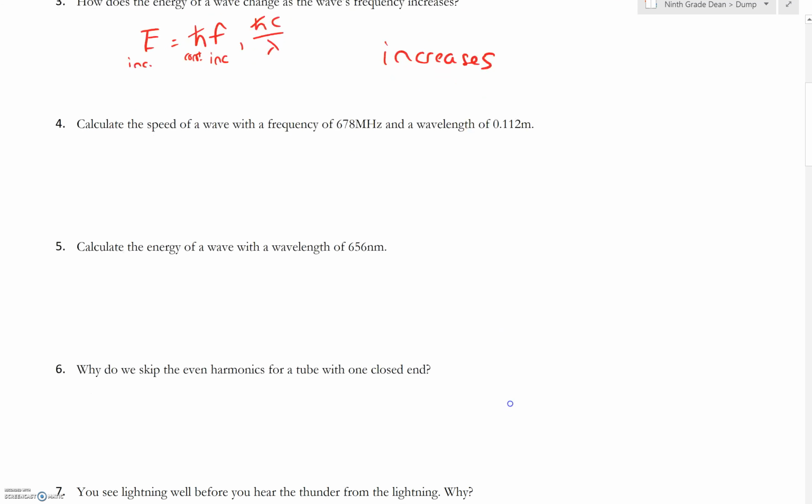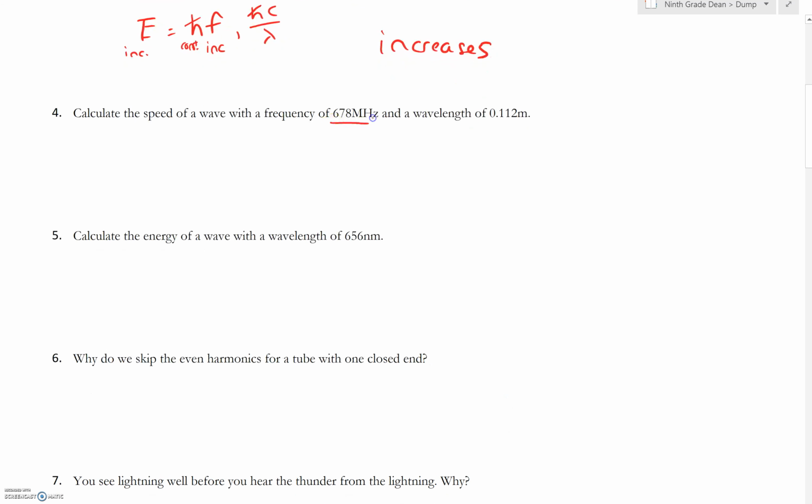Calculate the speed of a wave with a frequency of 678 megahertz and a wavelength of 0.112 meters. So you've already seen how I approach problems. I always underline what I'm being given and what I know and what I'm asking for. So you didn't need to do a problem solving format here, but you do need to use that wonderful formula that we always use, that the speed of any wave is equal to the wavelength times the frequency.